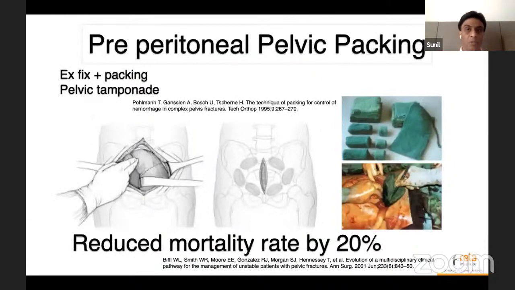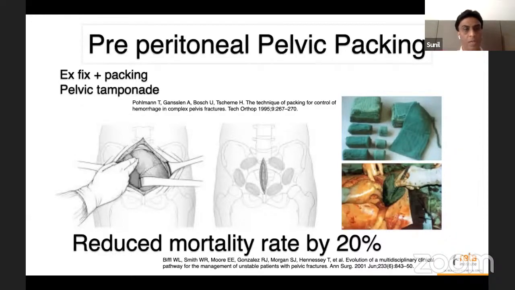But what we do in our setup is we rely on the other school of thought, that is preperitoneal pelvic packing. This was not a new technique. This was described way back in 1994-95 by Tim Pohlemann in Germany, where they used an X-fix and then used packs to pack the preperitoneal cavity to provide pelvic tamponade. And this technique has been shown to reduce mortality significantly compared to the protocol by angioembolization.